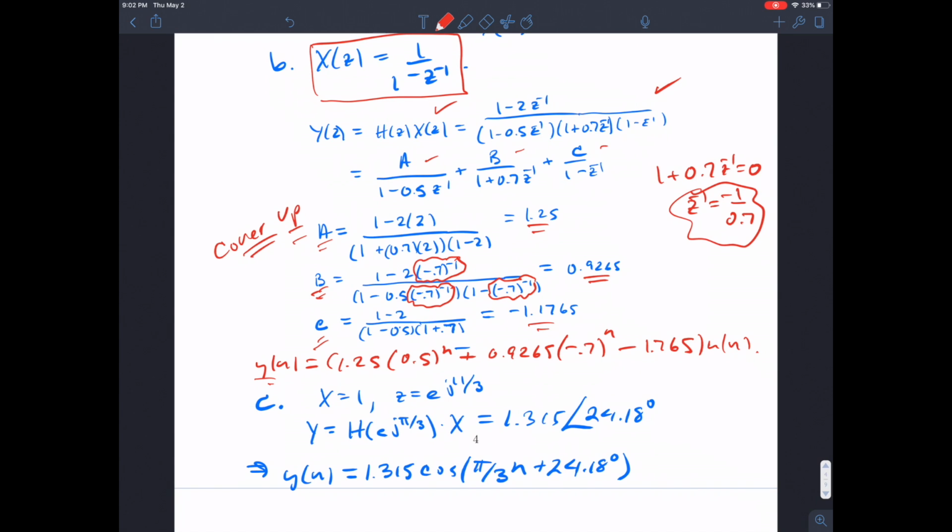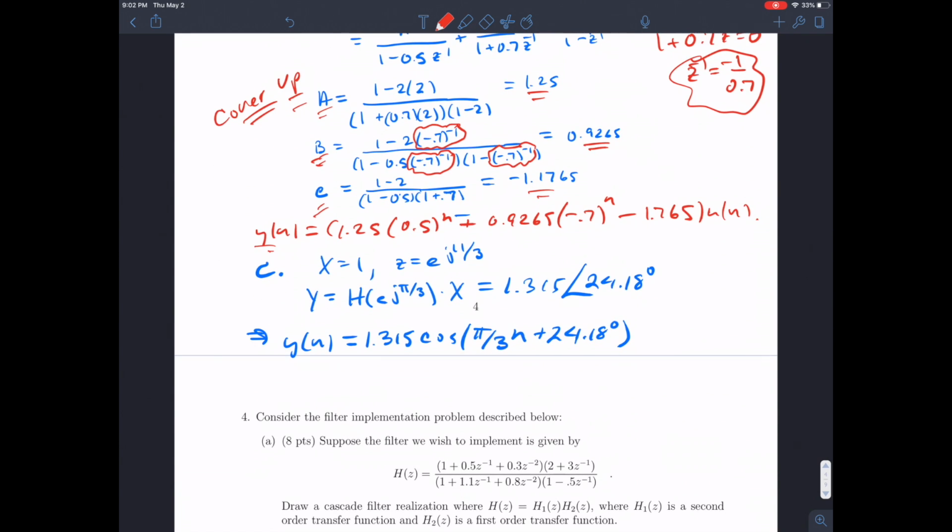All right, and then in part C, you're asked to find the steady state response. And remember, steady state is much easier than finding the total solution. That's part of the point of this problem. Okay, so x of n in this case is supposed to be cosine pi over 3 n. So you just have to identify the X value and the z value that you can use to model that with a complex exponential. Okay, so X should be 1, z is equal to e to the j pi over 3. We've done this lots of times.